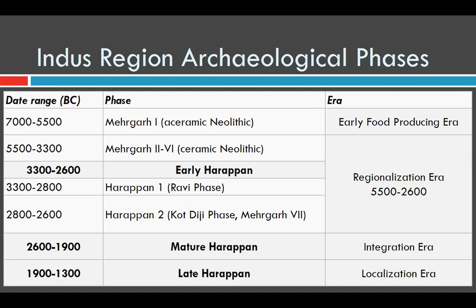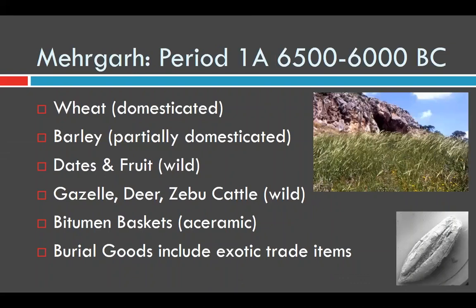A very key period, 2800 to 2600 BC, Harappan II phase, or what we would call the Kot Diji phase, represented first at Mehrgarh level 7, but that Kot Diji ceramic really takes off and spreads. From 2600 to 1900, mature Harappan civilization, this era of integration, and then late Harappan, 1900 to 1300 BC, when things start to go back to localization and that strong central cultural control fades away.